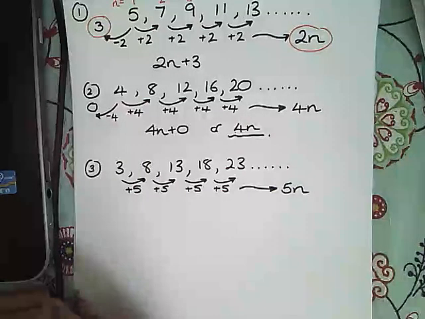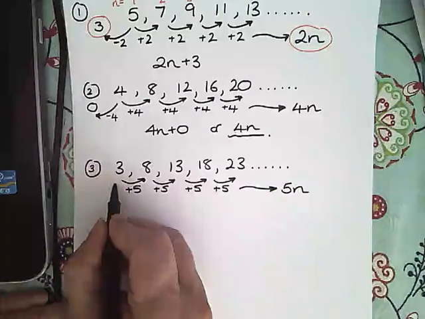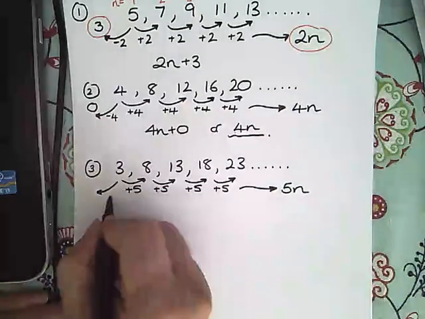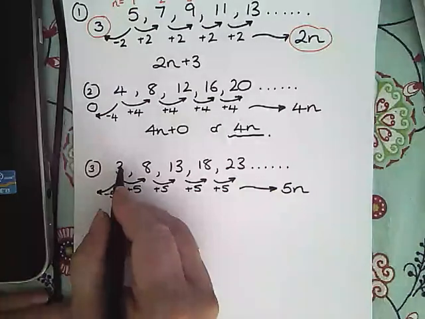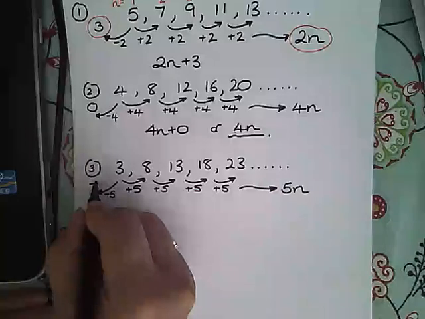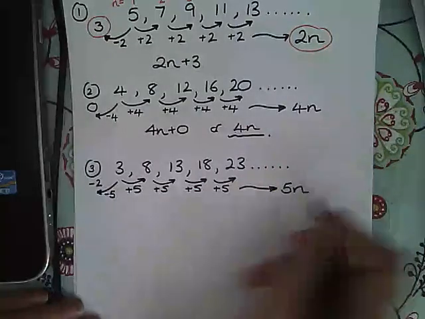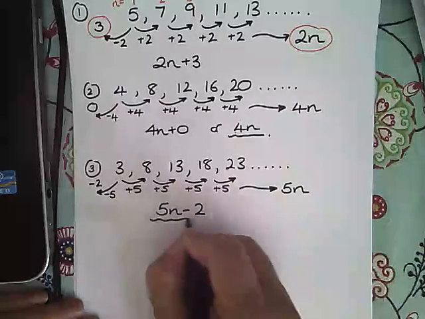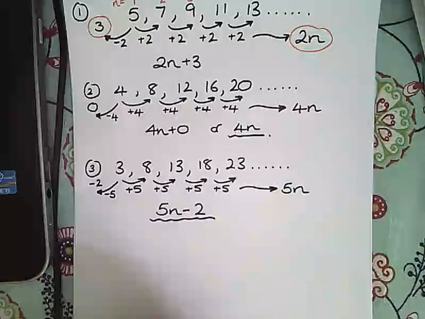I go back to the first number, an arrow in the opposite direction, and the opposite of add 5, which is take away 5. 3, take away 5, is minus 2. So that's the bit that's going to go on to the end of my rule. 5n minus 2 is the rule for this sequence.